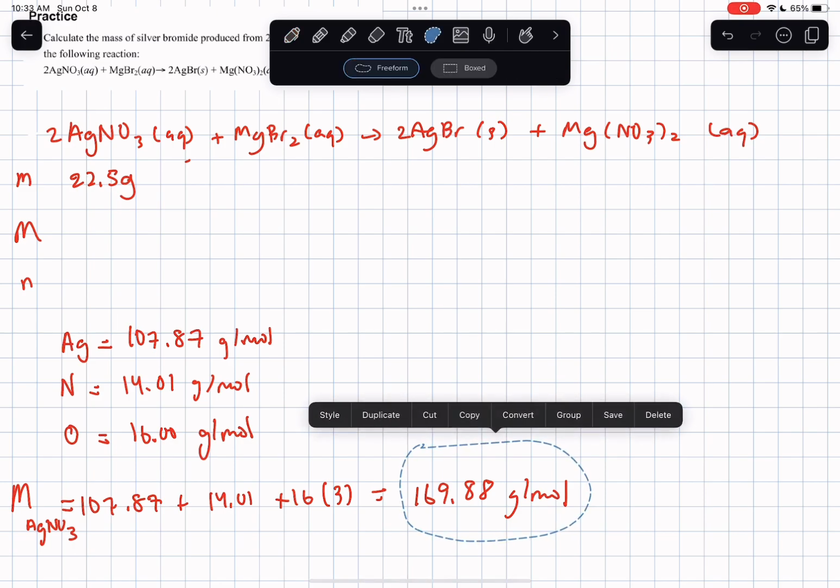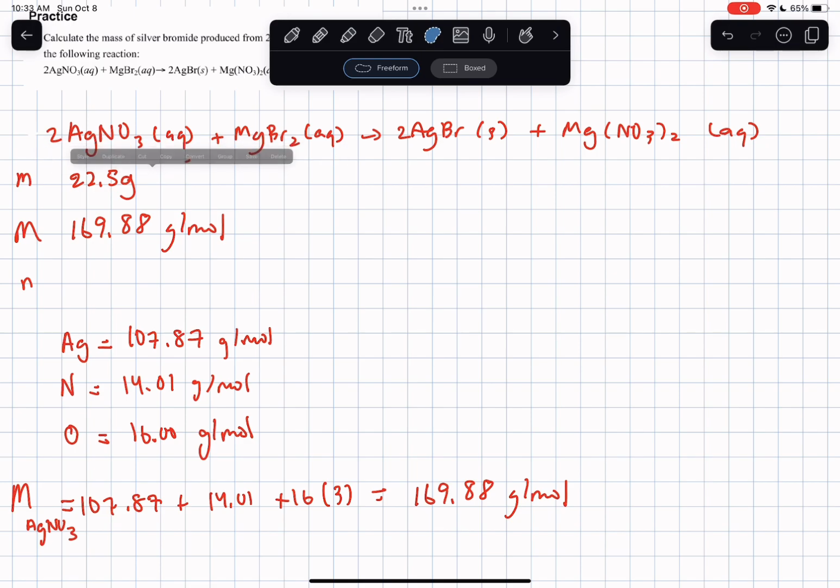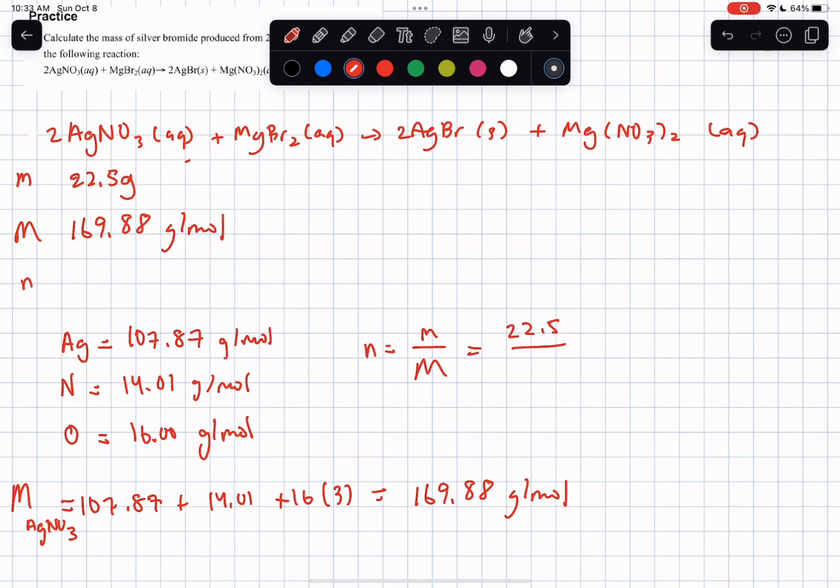Now, we can use this value. We can substitute it into here. And again, we can use that formula where n equals m divided by M. So n equals 22.5 divided by 169.88, and you get about 0.132 moles.